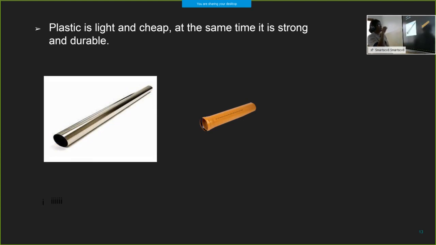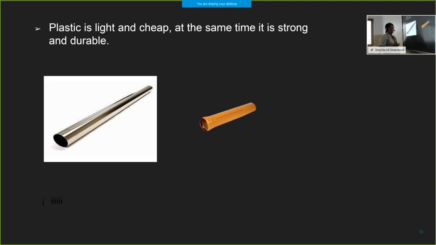Now coming to the next very important property, plastic is light and cheap. At the same time, it is strong and durable. Okay, so now look at this picture. There are two. One is made of a metal and this is a plastic rod. Now, metals are heavy, is it not? But plastic is very light to handle. It is very easy to handle plastic materials.